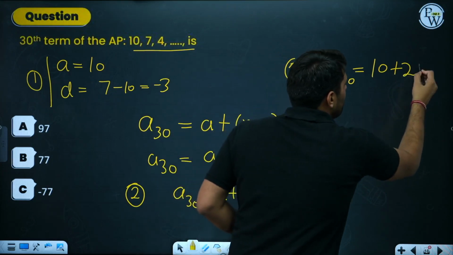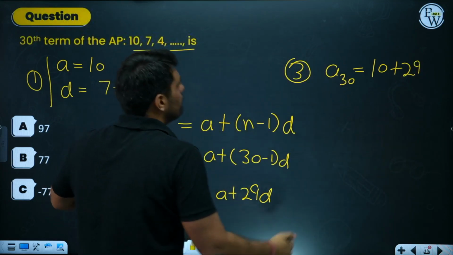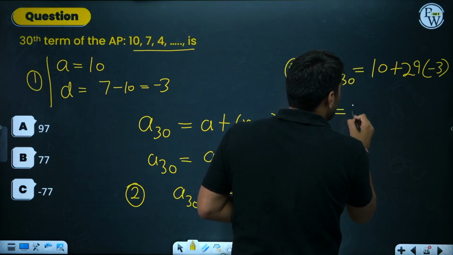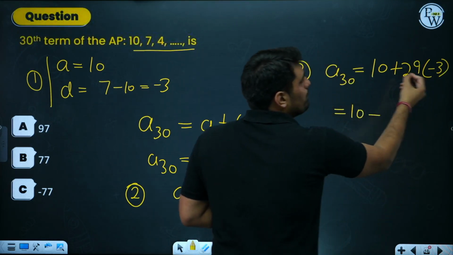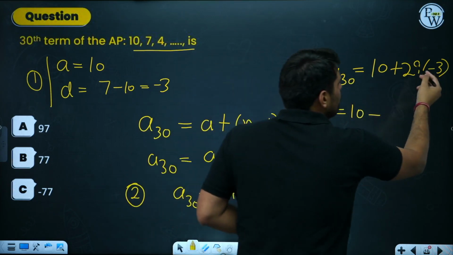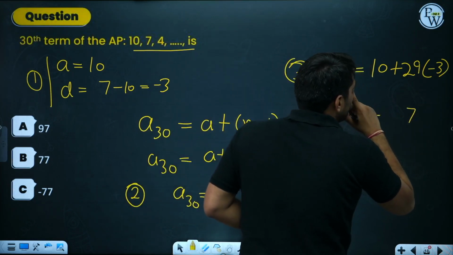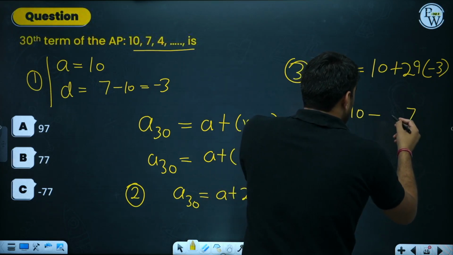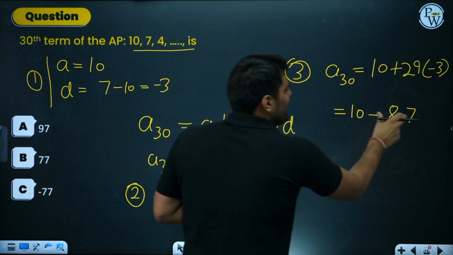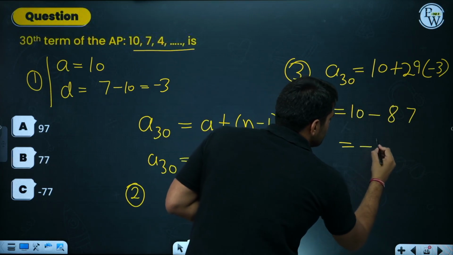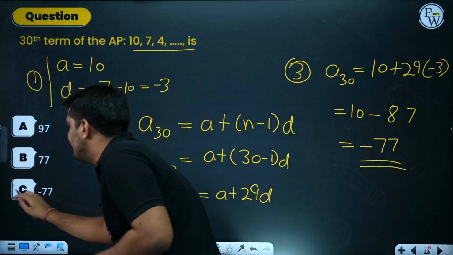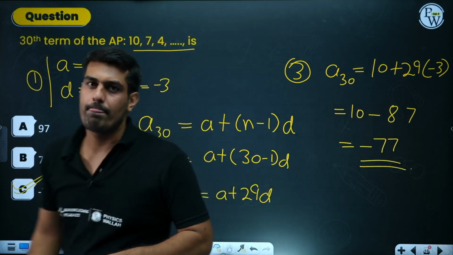multiplied with minus 3. Over here you can do the calculation. This will be 10 minus, plus minus minus. 9 into 3 is 27, so we are having 2. 3 into 2 is 6, 6 plus 2 is 8. Minus 87. Minus 87 plus 10 gives us the answer minus 77. This is our final answer. We have option number C, which is our correct answer.